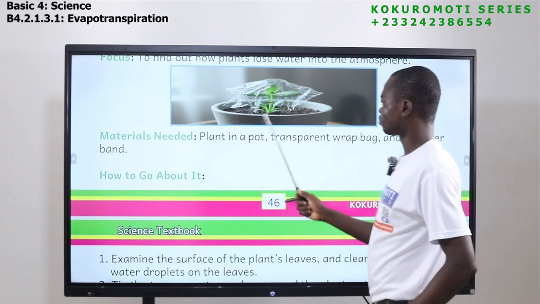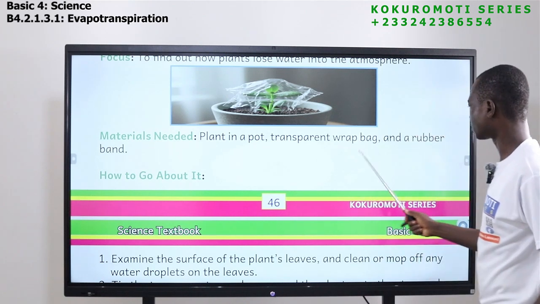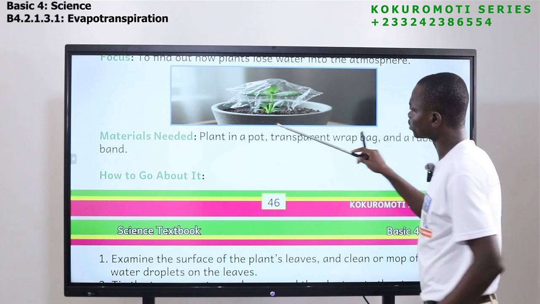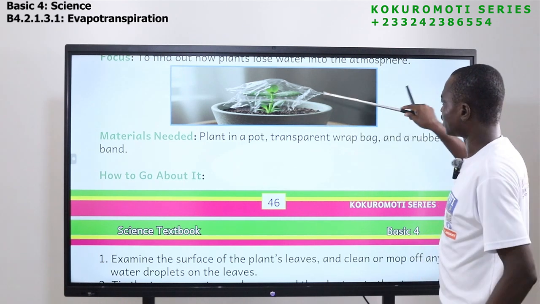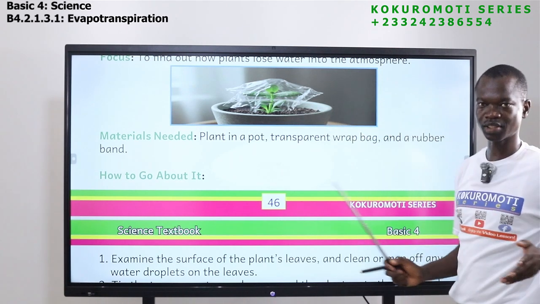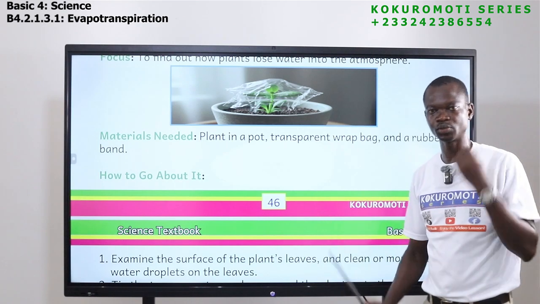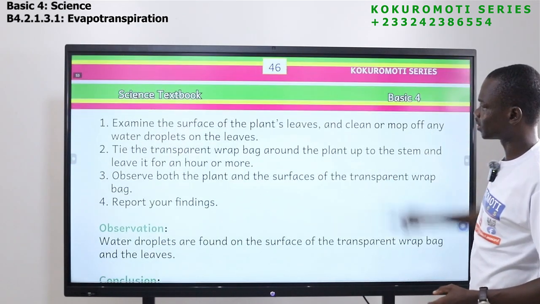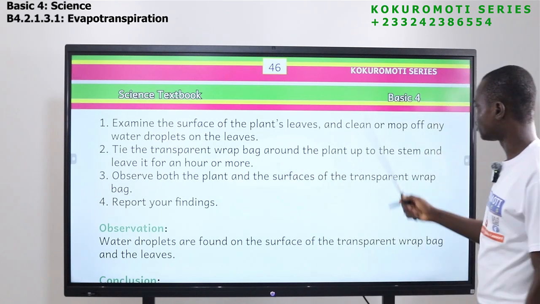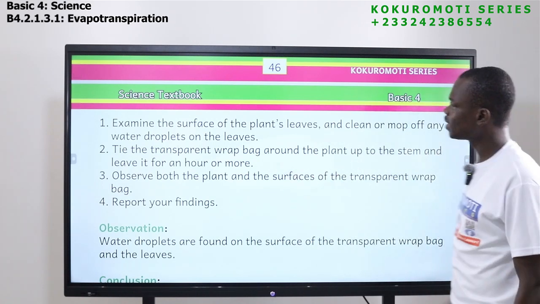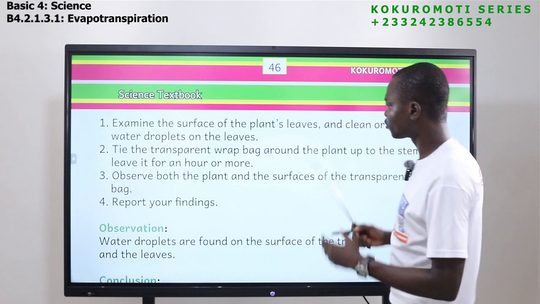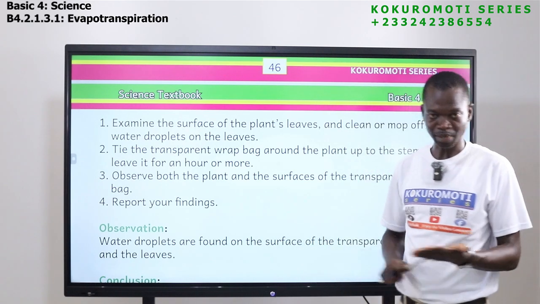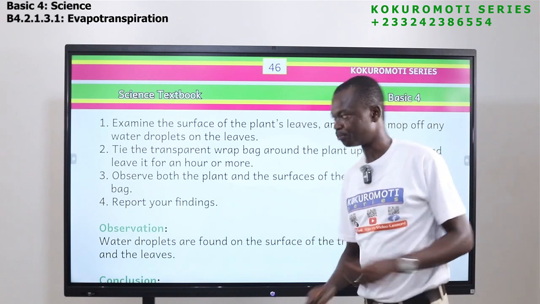So the materials needed are a plant in a pot, a transparent wrap bag, and a rubber band. So this is a plant in a pot. We have the plant here. Then the wrap, you see it is transparent. If something is transparent, it means we can see through it. Okay, now how to go about it? Examine the surfaces of the plant leaf and clean or mop off any water droplets on the leaves. So before you start, check the leaves of the plant. Make sure you clean all water particles on the leaves.